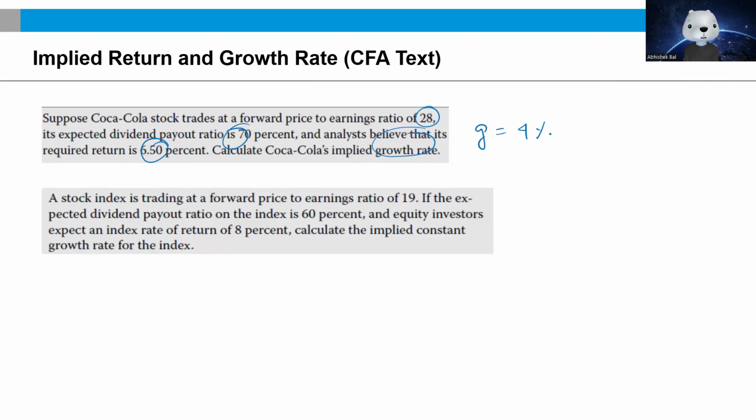The next question reads, a stock index is trading at a forward price to earnings ratio of 19. P0 by E1 is 19. Expected dividend payout ratio is 60%. Expected index return is 8%. Calculate the implied constant growth rate. I am sure that again you could do it yourself. This is again very simple. With 8% minus G, you have to calculate the value of G. And G happens to be 4.84%.